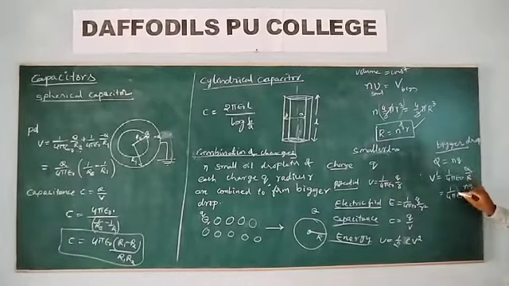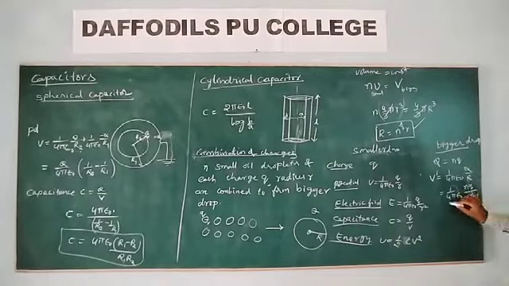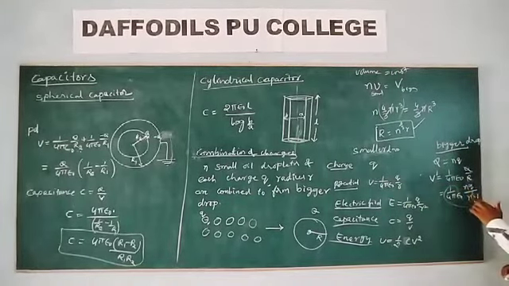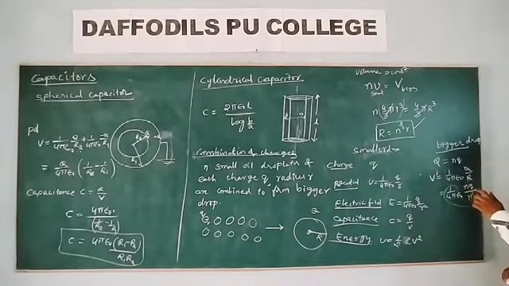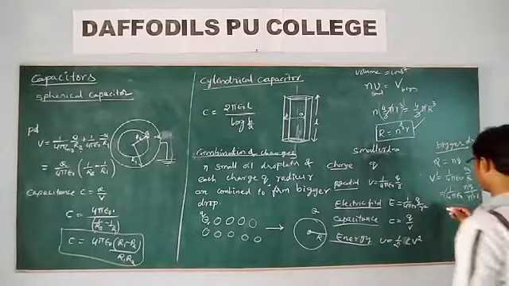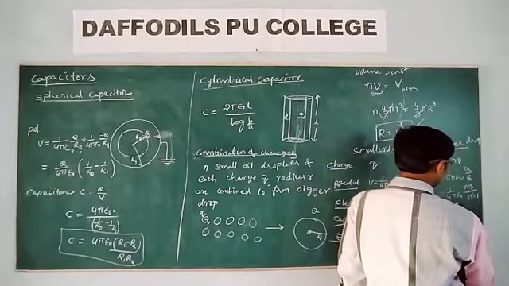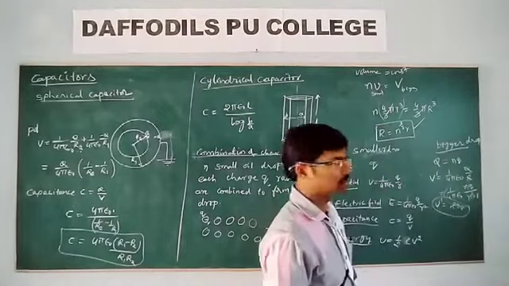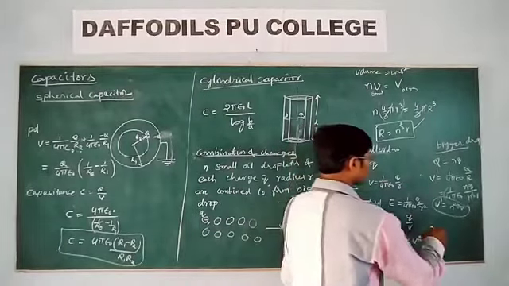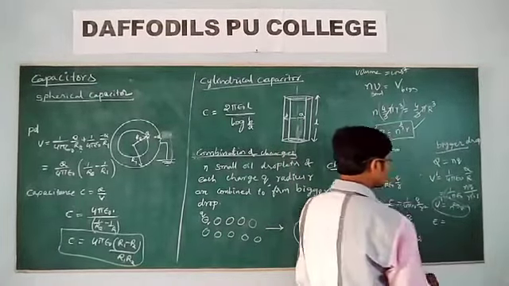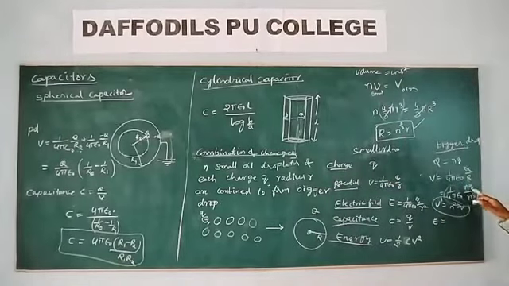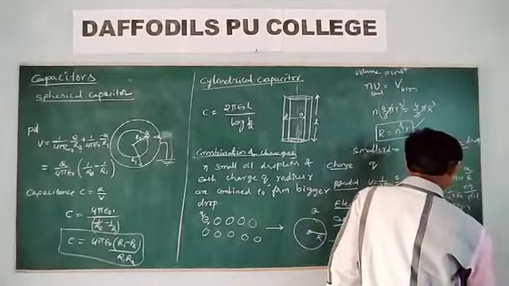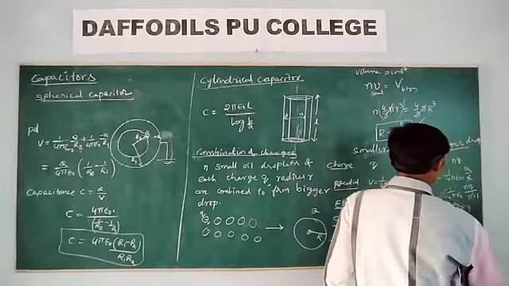Now look at this one. 1 by 4 pi epsilon naught Q by r is nothing but the potential of a small drop. Then N by N power 1 by 3 is N power 1 minus 1 by 3, that is N power 2 by 3. Then V dash is equal to N power 2 by 3 of the potential of a small drop. Similarly, electric field E is equal to 1 by 4 pi epsilon naught N Q by N power 2 by 3 r square, so we get N power 1 by 3 into E.